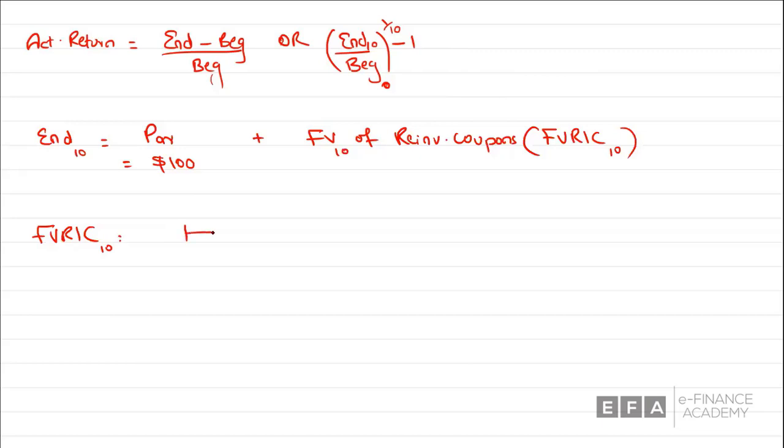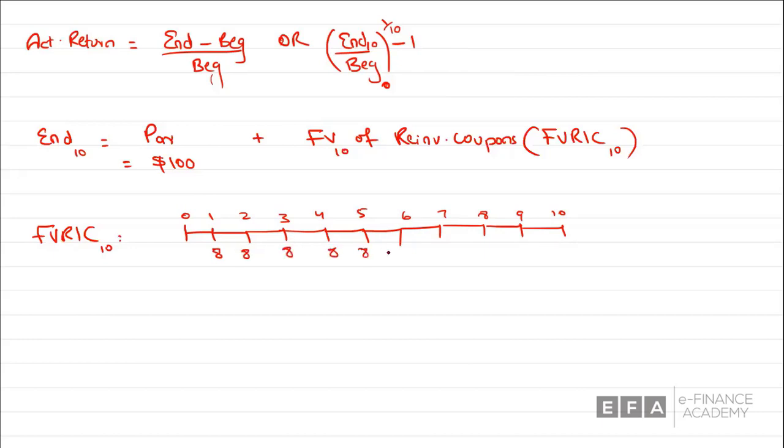So here is how it would be. 0, 1, 2, 3, 4, 5, 6, 7, 8, 9, and 10. And what are our cash flows? This is 8, 8, 8. Keep in mind, we want to find future value of coupons. We don't want to find future value of all cash flows. We want to find future value of coupons. So we're not going to put the par value here because we just want future value of coupons only. So on the timeline, you'd only have to put the coupons alone.